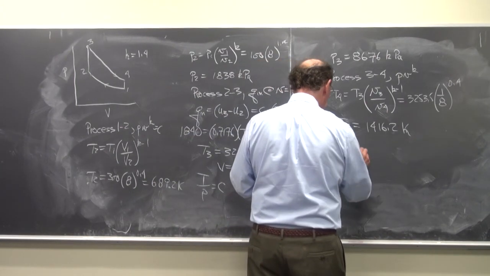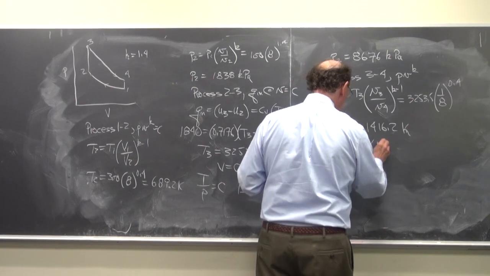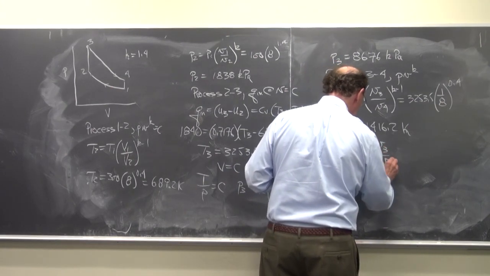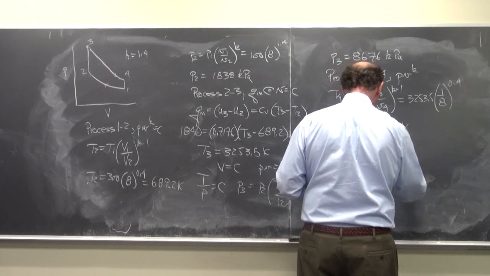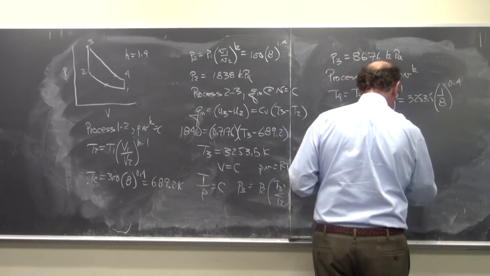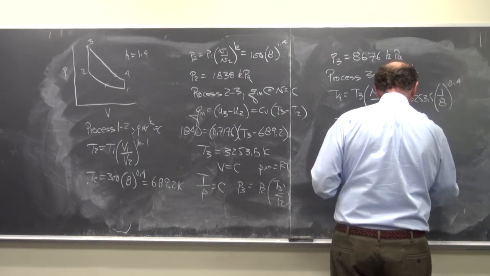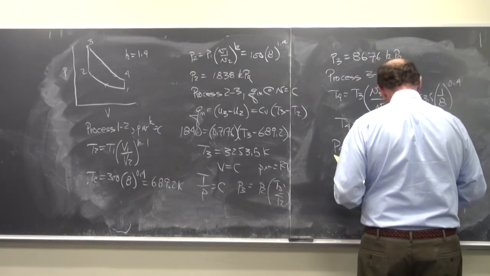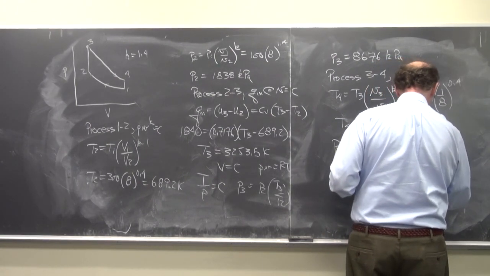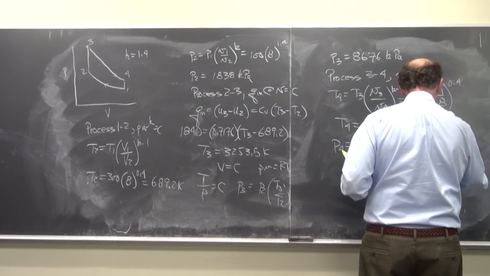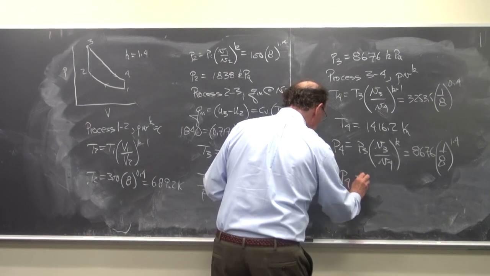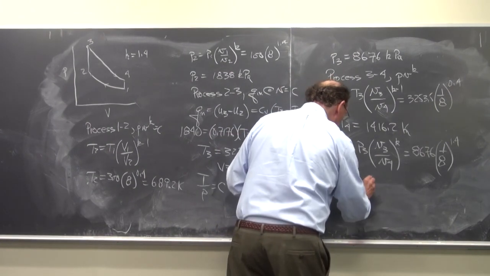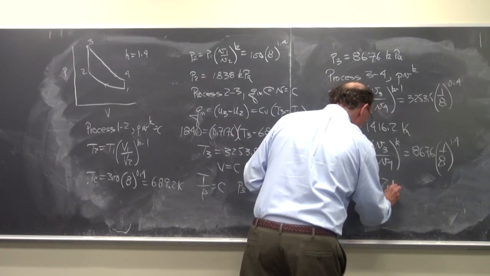And P4, I again use the isentropic relationships. P4 is equal to P3 times V3 over V4 to the K, is 8676 times 1 over 8 to 1.4. So I have P4 is equal to 472.1 kPa.